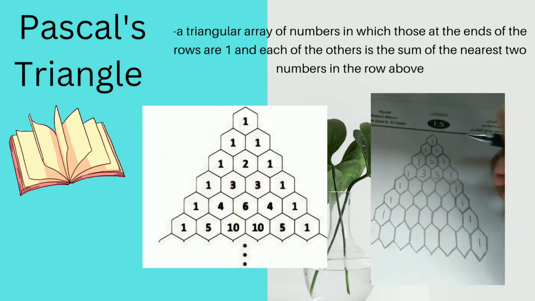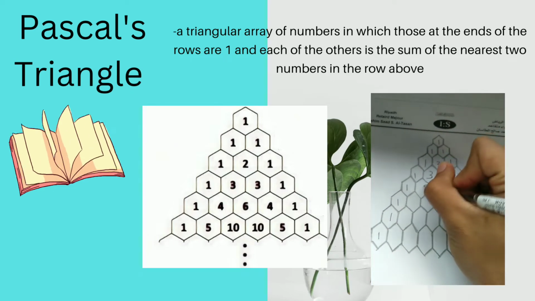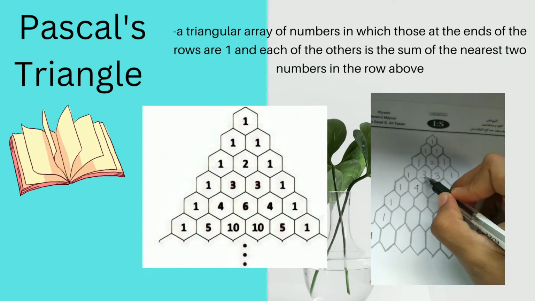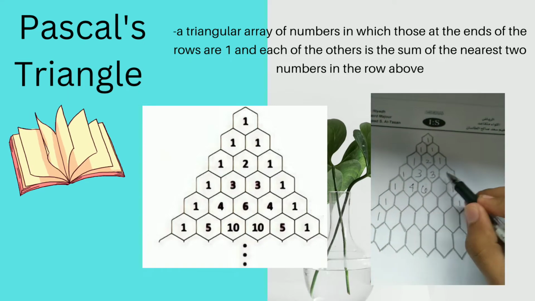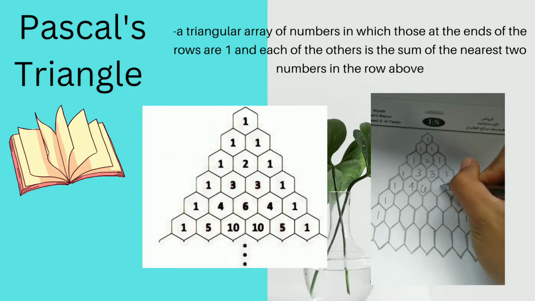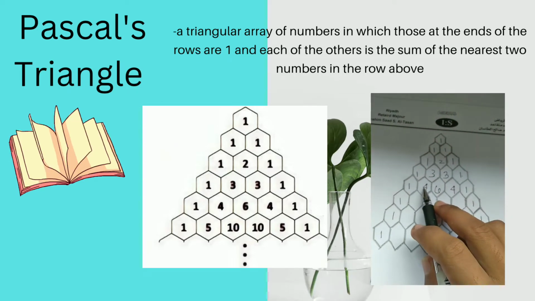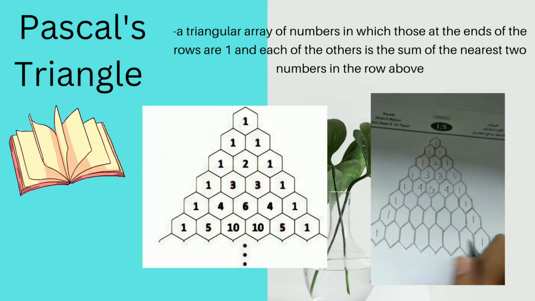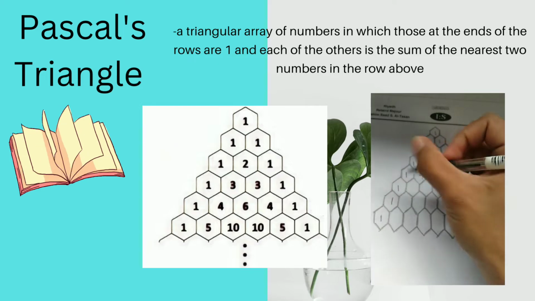Also in this hexagon. So 1 plus 3 is equal to 4. 3 plus 3 is equal to 6. And 3 plus 1 is equal to 4. So i-add mo lang siya yung two nearest number above ng mga hexagon hanggang sa makumpleto mo na yung Pascal's triangle.